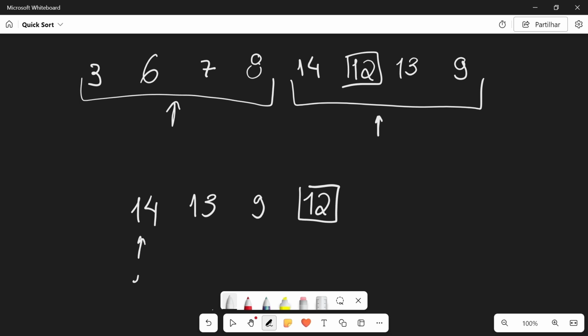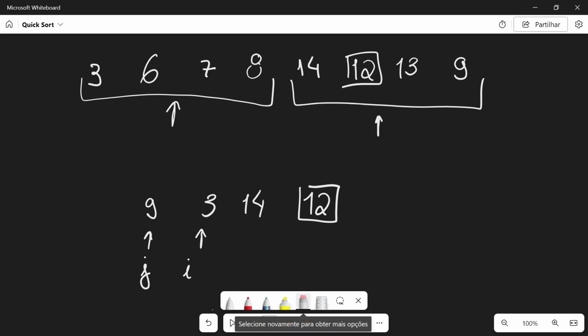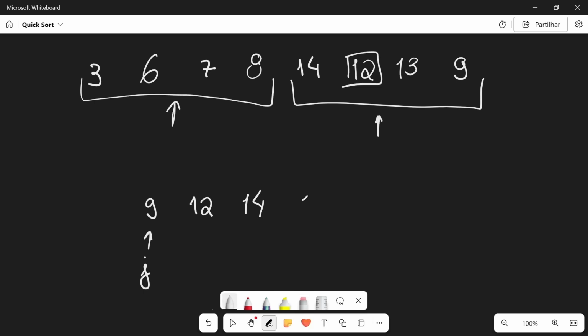And now I'm going to sort this partition. i is going to go here. 14 is greater than 12, 9 is smaller than 12, so we're going to swap those two. I'm going to put 9 over here and then 14 over here. Then both i and j are going to go to 13. 13 is greater than 12, so our iterator j is going to go here. And since our iterators have crossed paths, I'm going to take the iterator i, and I'm going to put the pivot right there, and I'm going to put 13 right there.